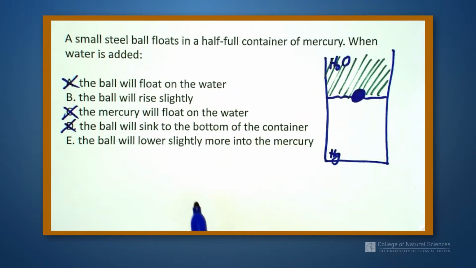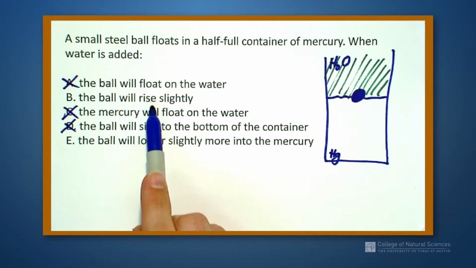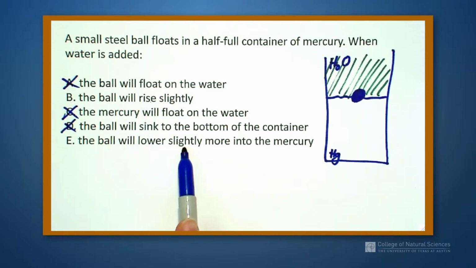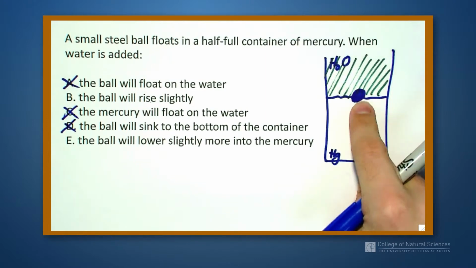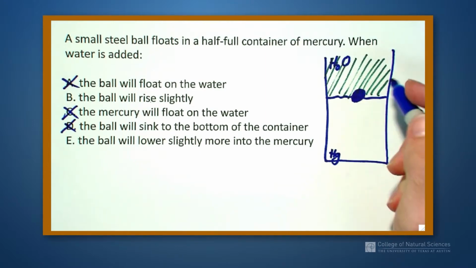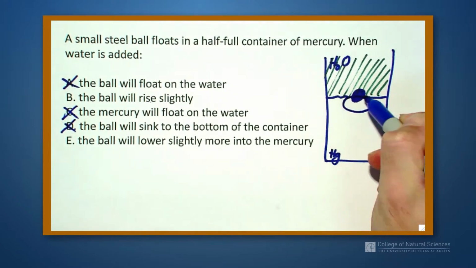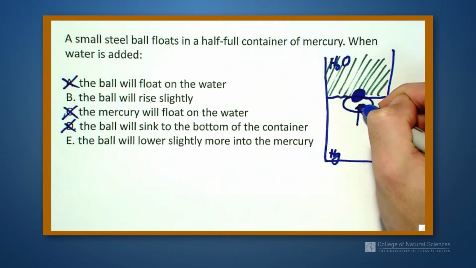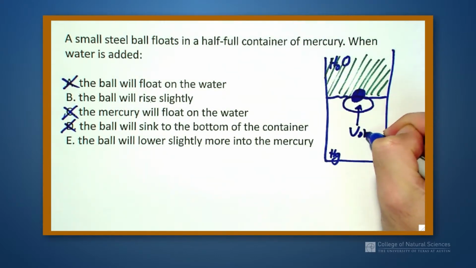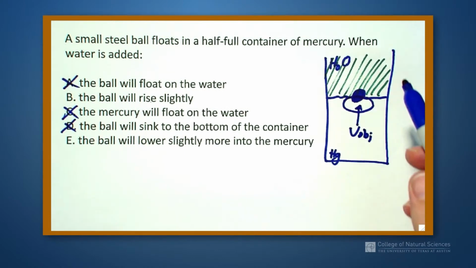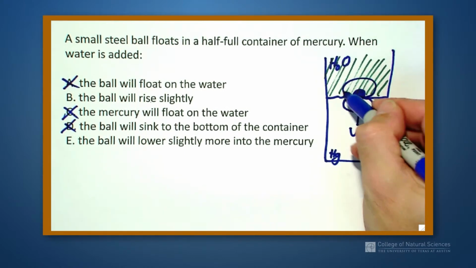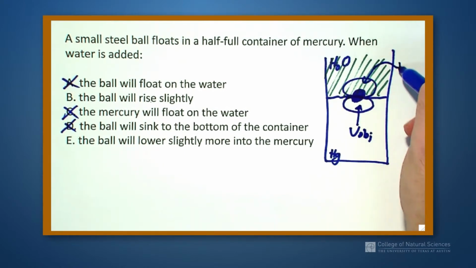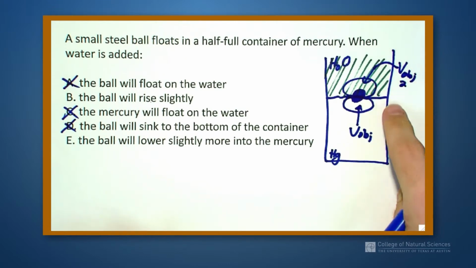So the question we have is, does the ball slightly rise or does it slightly sink? If we think about this, the submerged volume, this area right there, the ball that was there was going to be our submerged object to begin with. Now we actually have 2 submerged volumes. Our object has a submerged volume 2. So we have a second submerged volume.